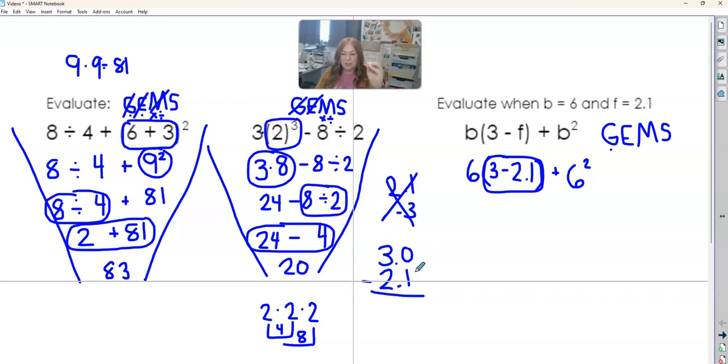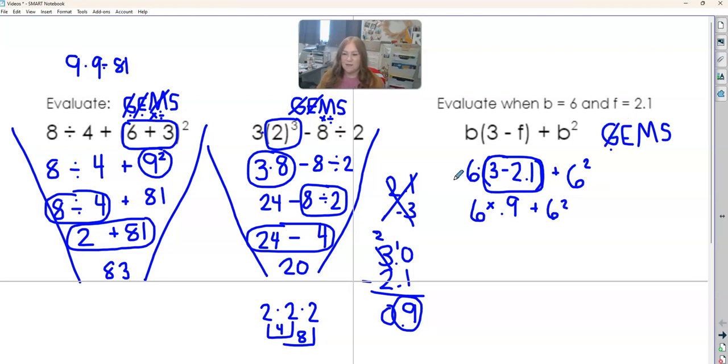So I cannot do 0 minus 1, so I need to come borrow. That becomes 2, this becomes 10. 10 minus 1 is 9. My decimal comes straight down, and we have nothing here. So this is 0.9. So 0.9 or 9/10. And there's a, right, 6, it's not 6.9, there's a little invisible multiplication glue dot there. So we have 6 times 0.9, 9/10, plus 6 squared.